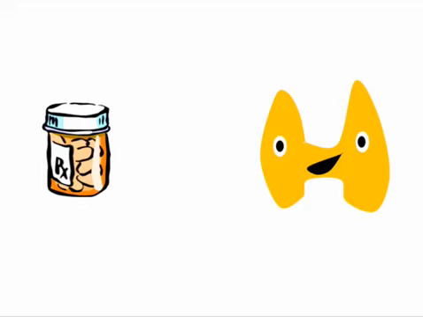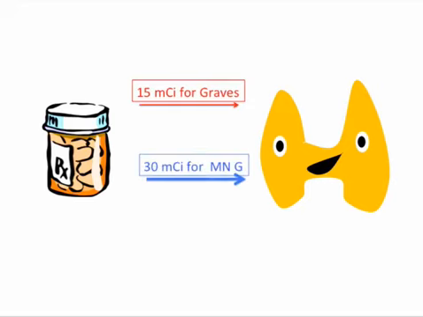And the way that I think about that is the little nodules in the toxic multinodular goiter have little capsules on them, and you need more medicine to get that in there. Versus Graves', which is super vascular, you need less to get it in there. So 15 for Graves', 30 for multinodular goiter.